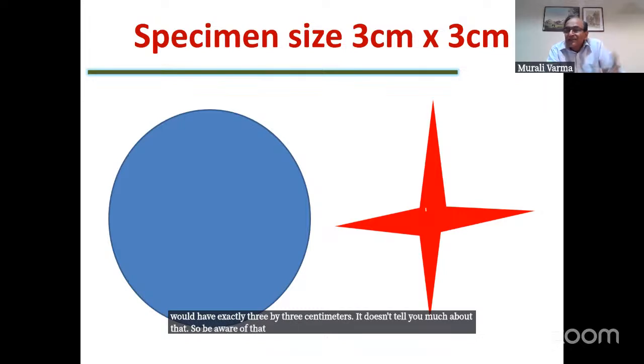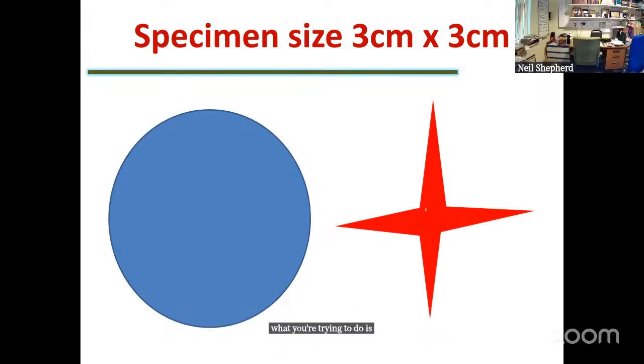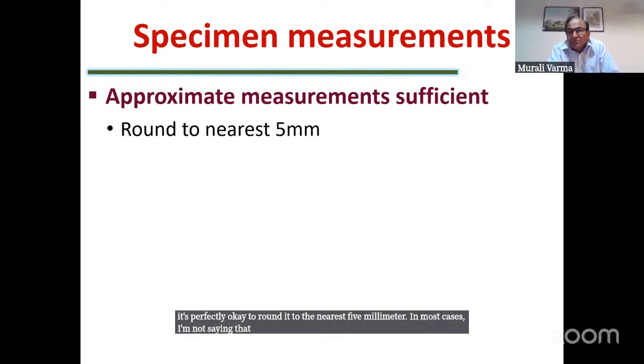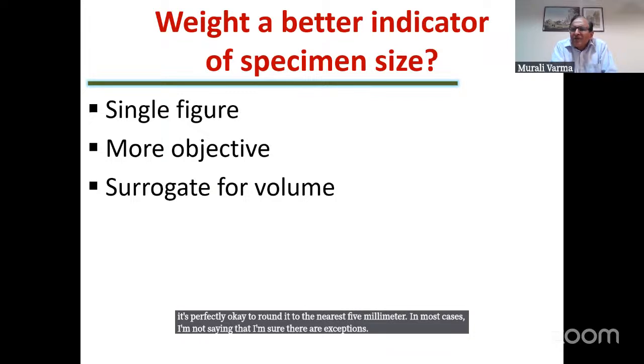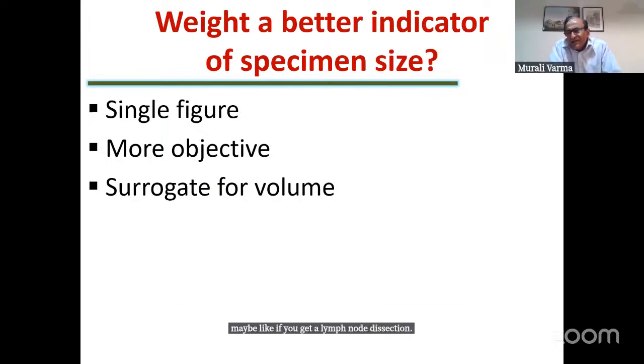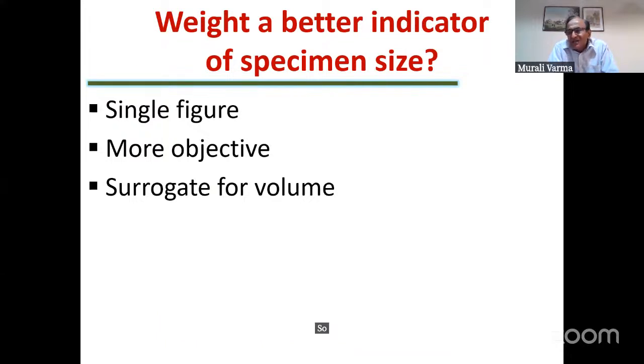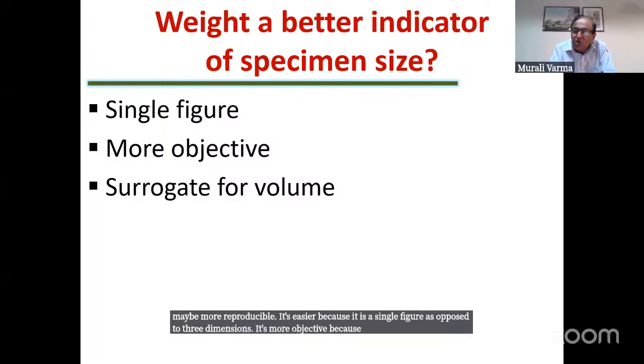So with all these sizes, what you're trying to do is to give the idea: is it a small tumor? It's not about precision. So often when it comes to specimen measurements, it's perfectly okay to round to the nearest 5 millimeters. In most cases, I'm not saying there aren't exceptions. Maybe if you get a lymph node dissection, with fat and lymph nodes, often it's measured in 3 dimensions. Now, depending on how I squeeze that fat, I can make those measurements into anything. So the size is not really reproducible. Actually, the weight of the specimen may be more reproducible. It's easier because it is a single figure as opposed to 3 dimensions. It's more objective because you're weighing it, and it's a surrogate for volume.